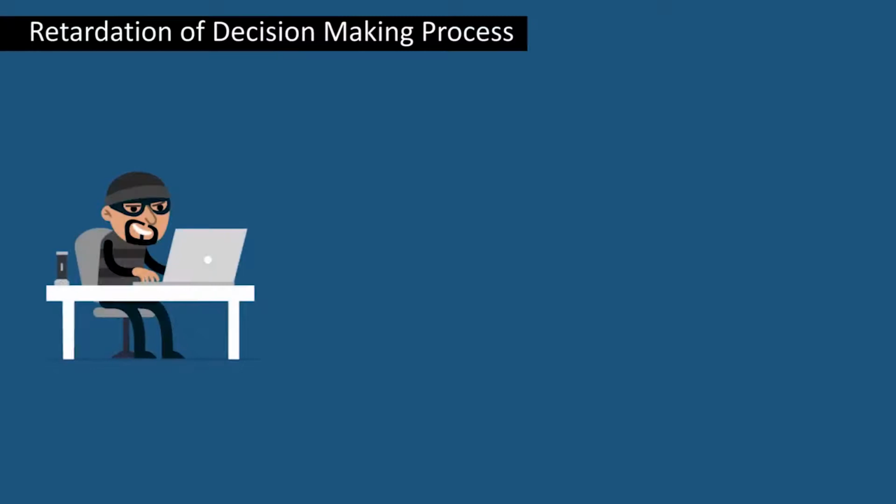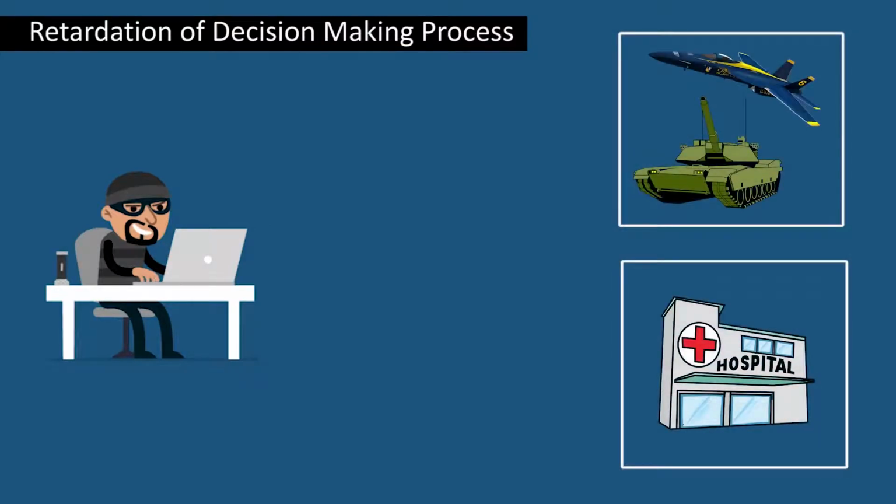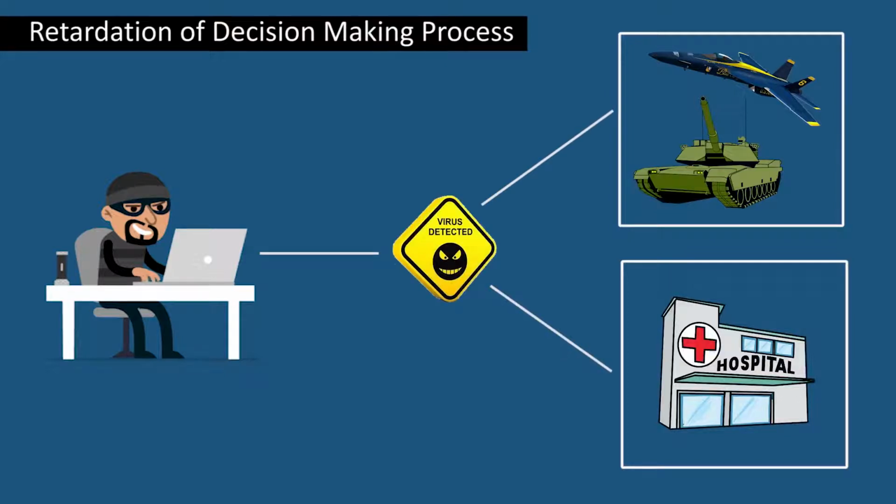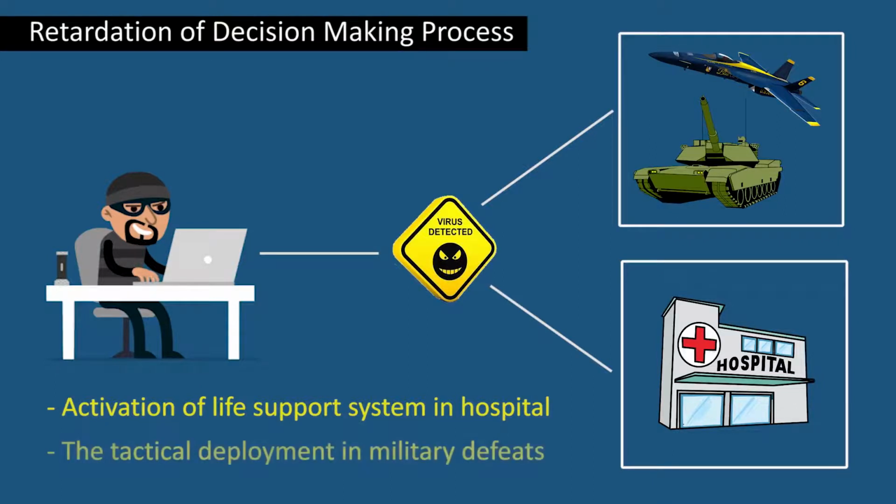Next is the retardation of decision-making process. In emergency services like military and other government services, cyber attacks play a major role. It causes delay in the decision-making process like activation of a life support system in the hospital, sometimes even which may cause death of patients, and the tactical deployments in military defeats are some of the examples of this type.